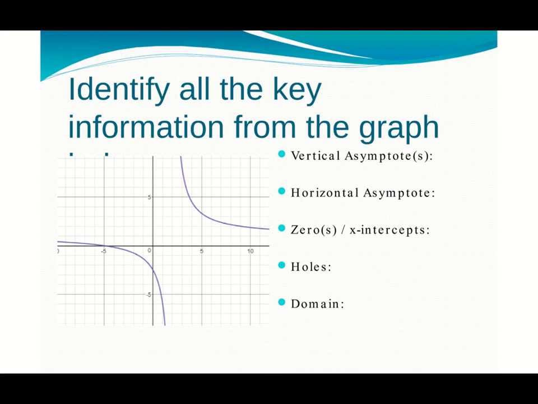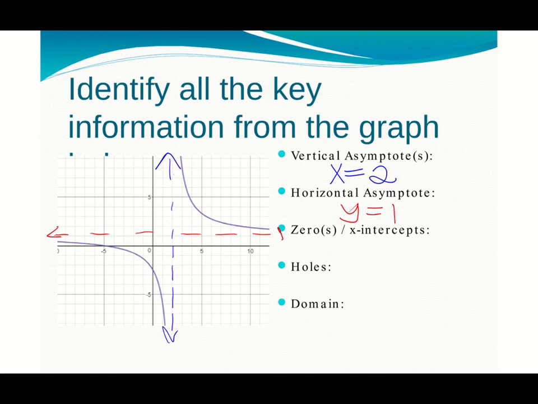So vertical asymptotes, we're looking at where can we draw a vertical line that this graph is never going to cross. And that is going to be right here at x equals 2. So our vertical asymptote, we only have one here, is at x equals 2. We also have a horizontal asymptote where our graph is approaching at y equals 1.